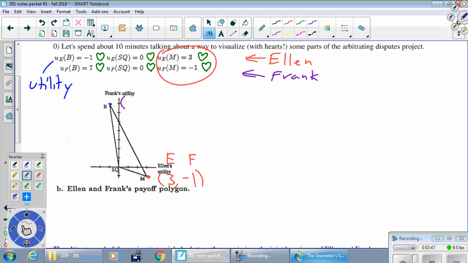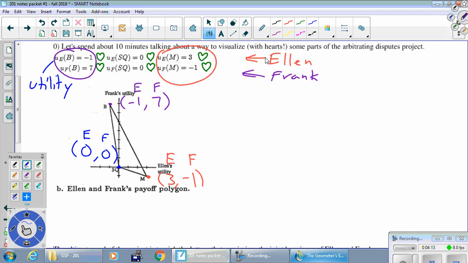Let's take a look at this point up here labeled B for beach. So the coordinates of this point are negative 1, 7. That is not an Ellen point or a Frank point. That is a beach point. And again, Ellen is always the first number, and Frank is always second. And then just for kicks, we can also label the last point status quo right there. That's a 0 for Ellen and a 0 for Frank for staying home.